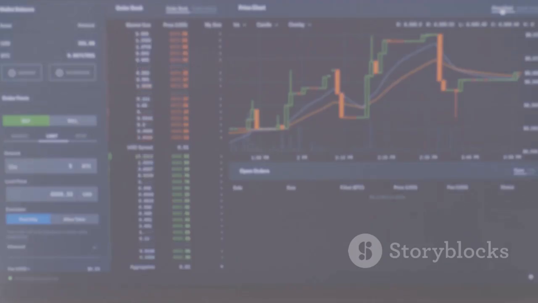Always zoom out and check the bigger picture. Ask yourself, is the market actually trending, or is it stuck in a range? Is there enough momentum behind the move? And is trading volume supporting the direction of the crossover? Volume is a key clue. Rising volume during a crossover adds credibility to the signal.